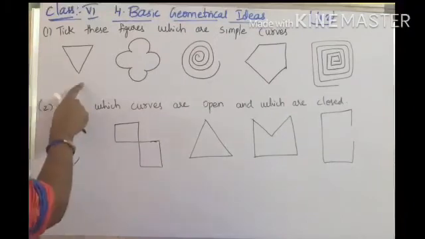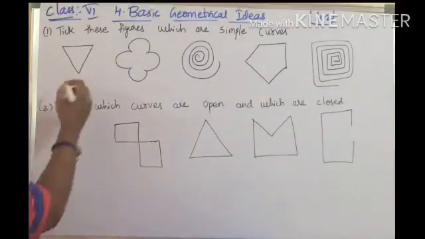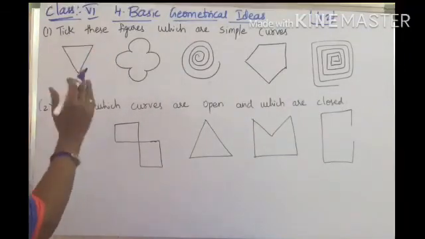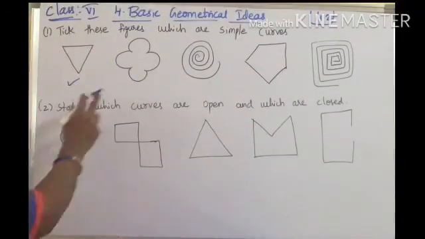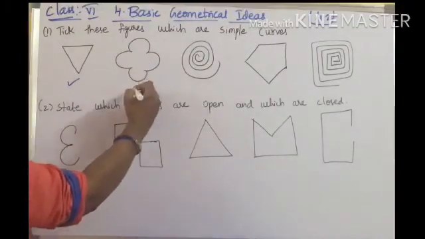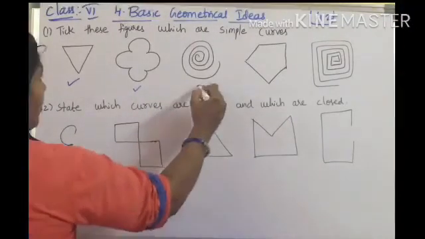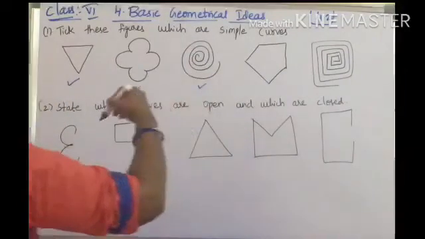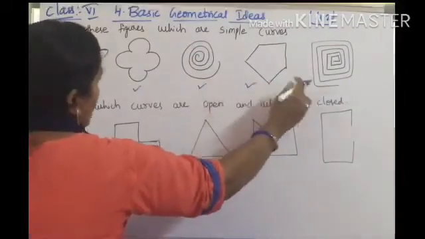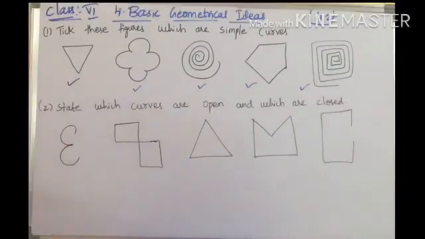If you see the first one, is it a closed simple curve? Yes, it is a simple curve because it is not crossing anywhere. The second one also is not crossing anywhere, so it is also a closed simple curve. This is also not crossing anywhere, it is also a simple curve. And this is also not crossing anywhere, a simple curve. If you observe, this is also a simple curve. So all the given 5 figures are simple curves.